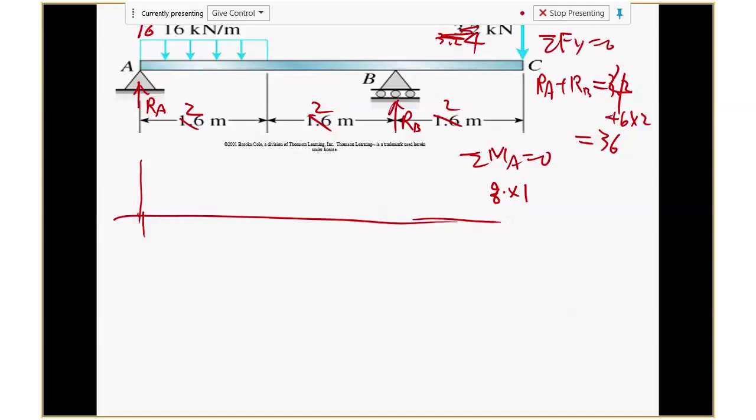Okay, here's a common mistake that often occurs. Whenever you calculate the moment generated by a distributed load, you have to calculate the force first. So the force is Q times 2, Q times the length 2. That is the force. And then force times the distance 1. That's the moment, right? So you have to do 2 steps. Okay, so this is the first moment. Then what do you have? Then you have the RB times 4.